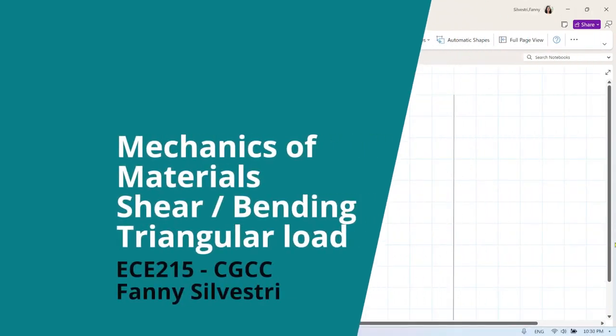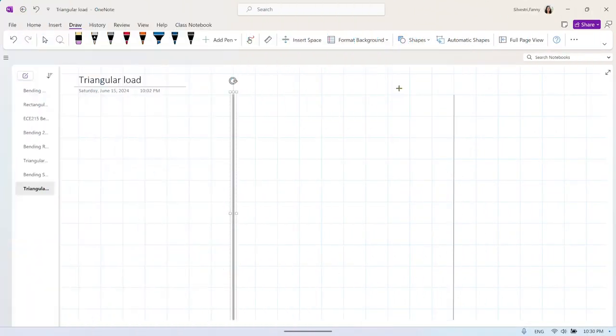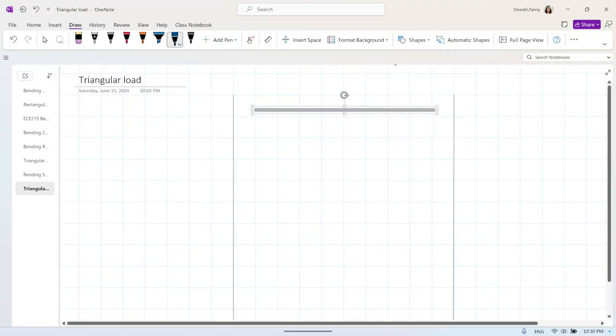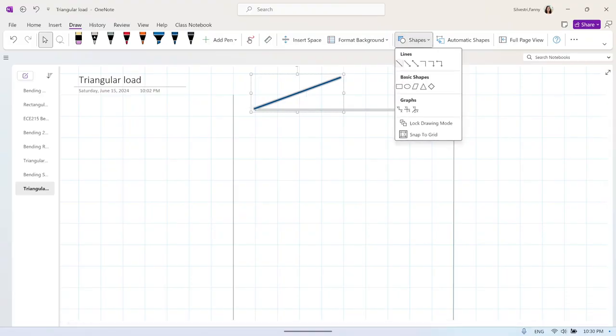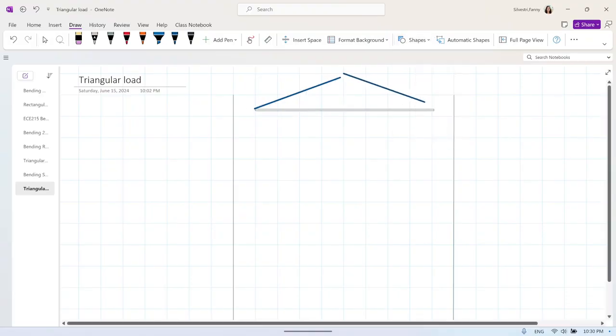Okay. Hi everyone. Today we will work on a beam submitted to a distributed load that looks like this. It's a first triangle and a second triangle. Okay, let me move them a little bit more, something a little bit more like this. Here we go, like this.